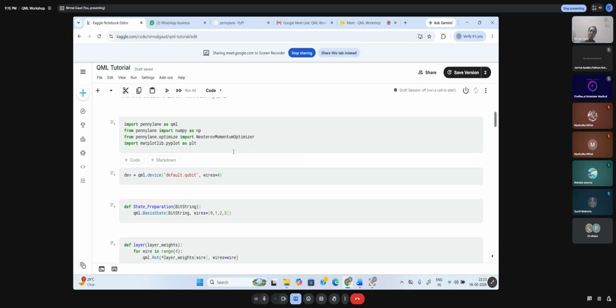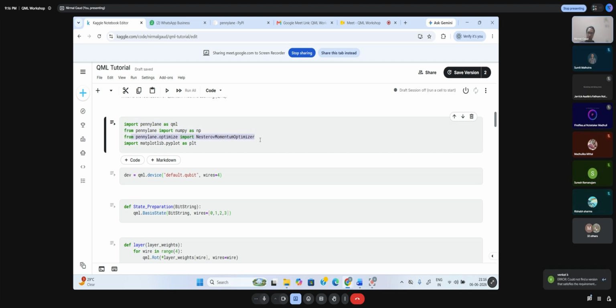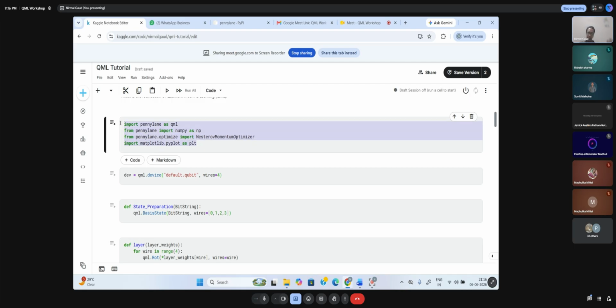Okay, so here is our next entire code demonstration. What I'm doing is, import PennyLane. From PennyLane, take numpy, then take an optimizer, Nesterov. This is a classical optimizer. Nesterov momentum optimizer is a classical optimizer. Then take matplotlib for plotting. All these basic libraries I am taking.